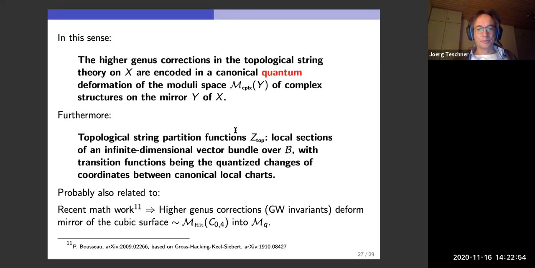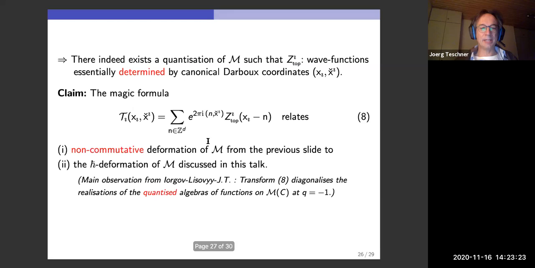Here's a little bit of a message, but I said it probably already. What was encoded in an H-bar deformation of the geometry on the I-brane side gets translated into a quantum deformation of the moduli space on the topological string side. And these changes of patch, the tau function being a line bundle, get translated into this being a section of some infinite dimensional vector bundle over the moduli space, describing the quantum version of the transition between charts.